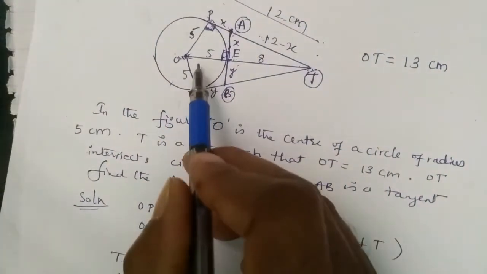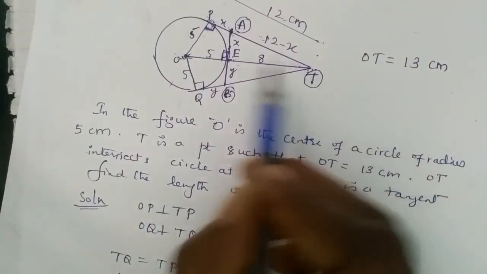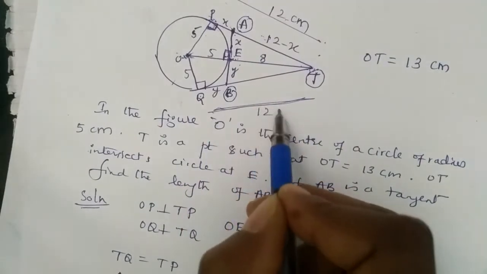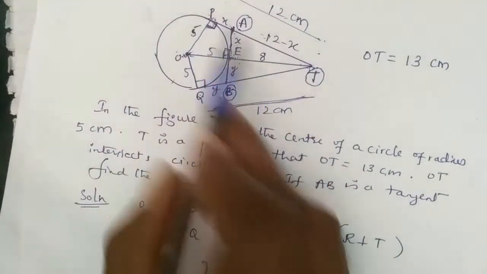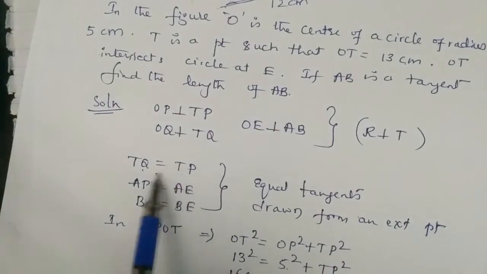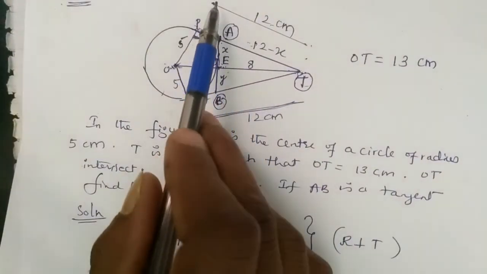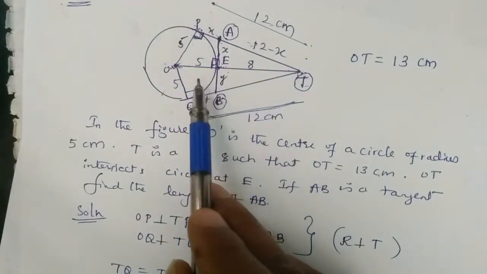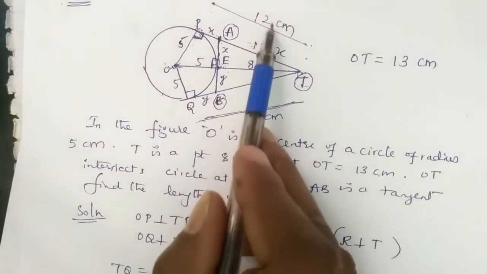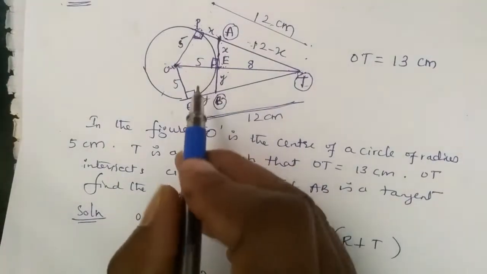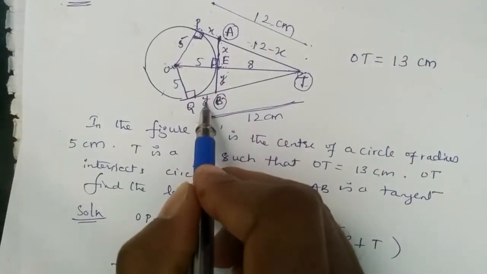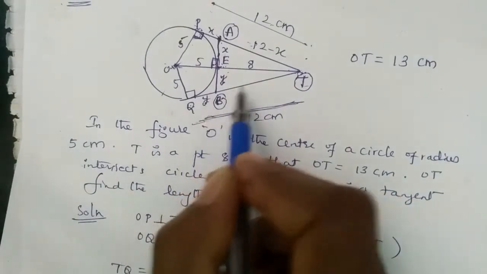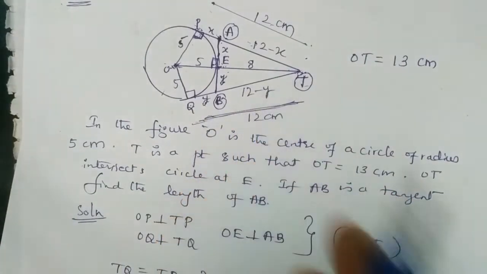Similarly, when we come to this side, OT length is 13, OQ length is 5. Similarly, this is also 12 only. Or we know that TP is equal to TQ. Therefore, once you use Pythagoras theorem in this triangle, you got TP 12, so don't use Pythagoras once again here. TP is equal to 12, here also 12. Now, this is Y, this is also Y, because both are equal tangents. The whole length is 12, this is Y, then here 12 minus Y.